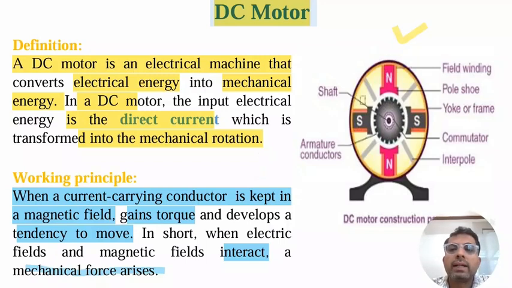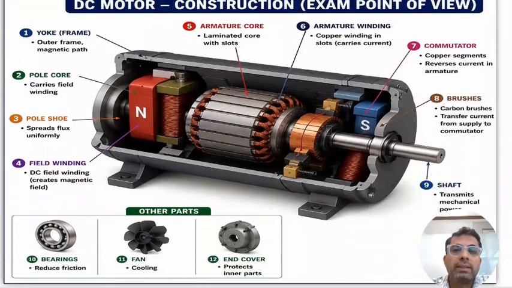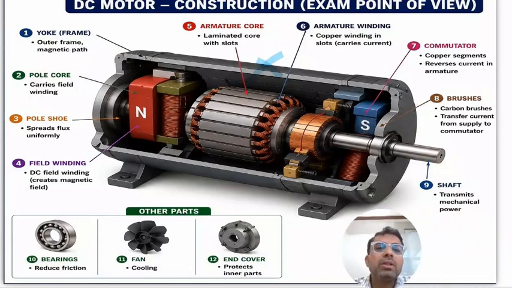Now, for understanding the construction of this DC motor, this is the diagram. See, students, this diagram you need not draw in the examination, but this text or explanation you have to write in the examination. So how many components are there in the DC motor? The yoke, that is the frame. This is the outer frame, the magnetic path. Then this is the pole core. It carries a field winding.